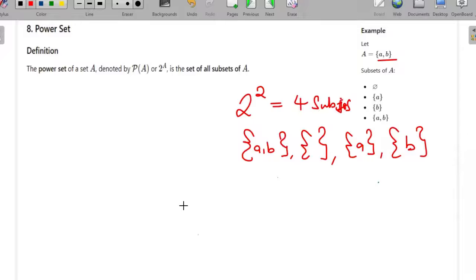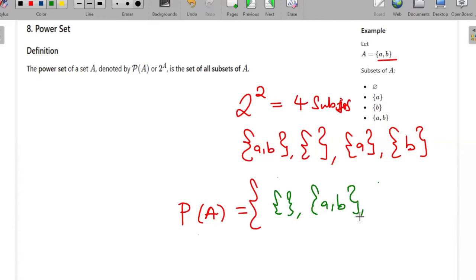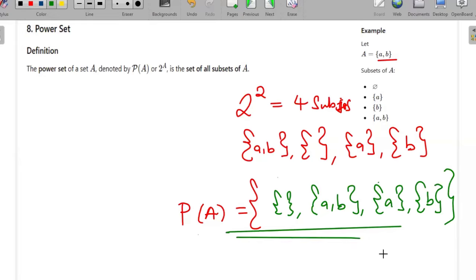Okay, so meaning now the power set of this set A is just going to be a set that lists all the subsets that it has. So it will be the empty set, the set itself. We can list them in any order, and then the set A and then the set B. So this one here will be our power set. They like bringing these questions.